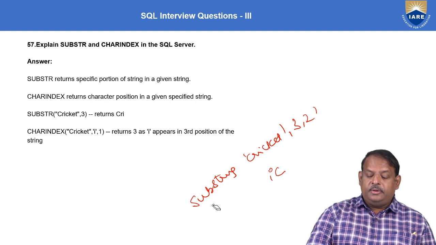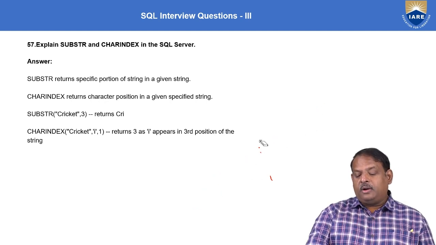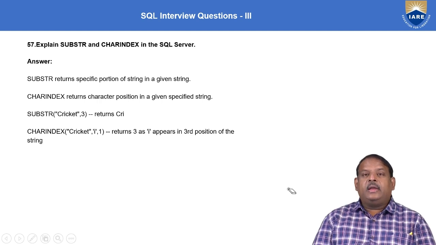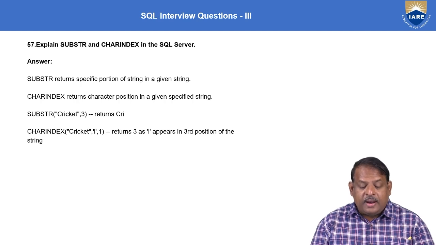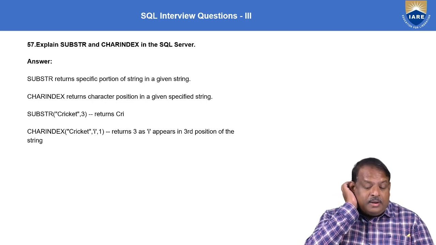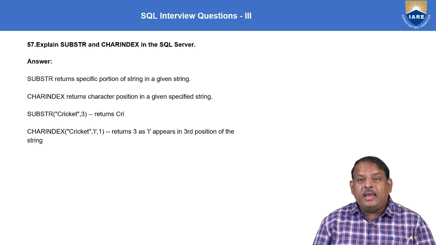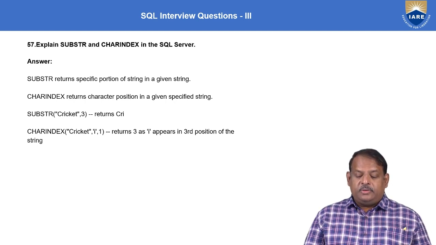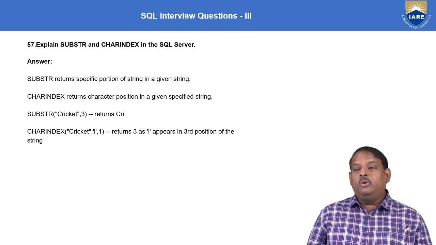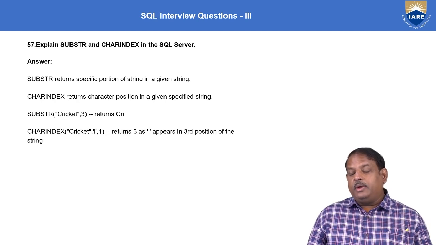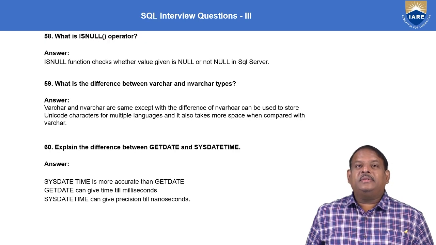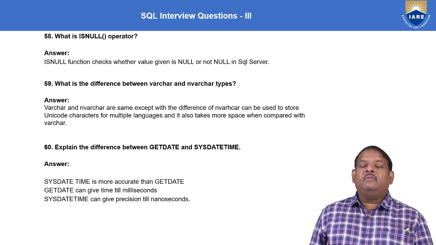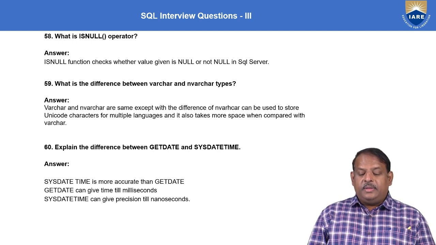So substring is going to give you a part of a string. Charindex of I in cricket, with starting position 1, returns 3, as the I appears in the third position of the string. So when you want to know which character is present in a given location, you have to use charindex. Now, what is the null operator? The IS NULL operator checks whether a given value is null or not null in SQL Server.